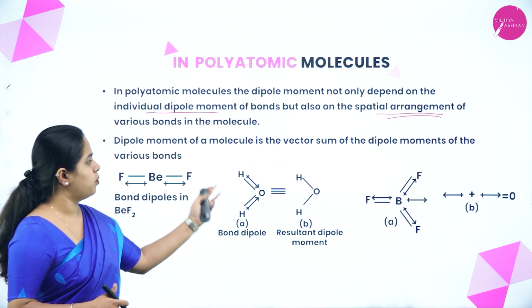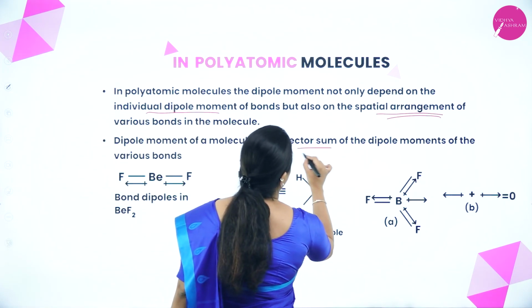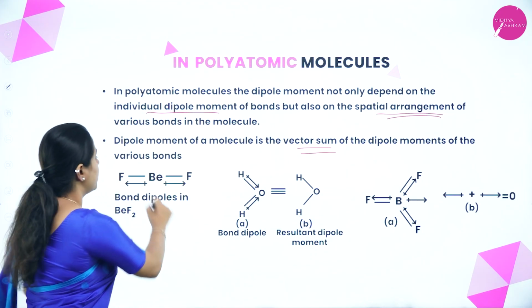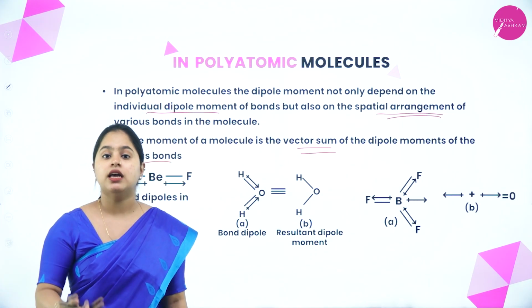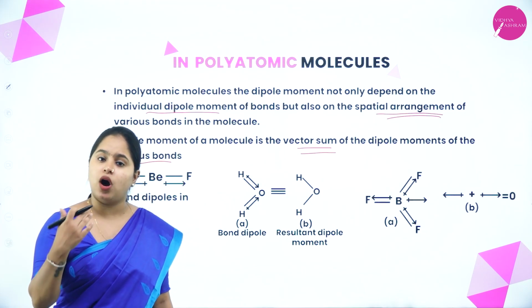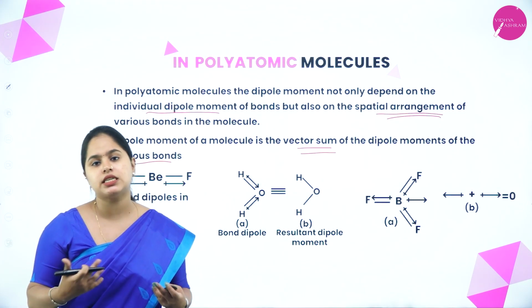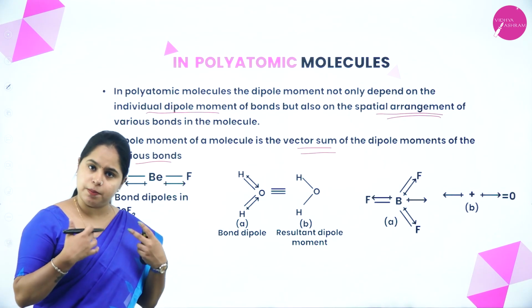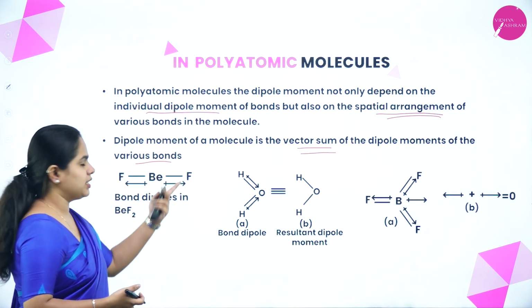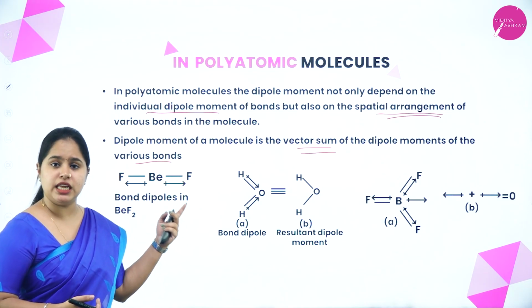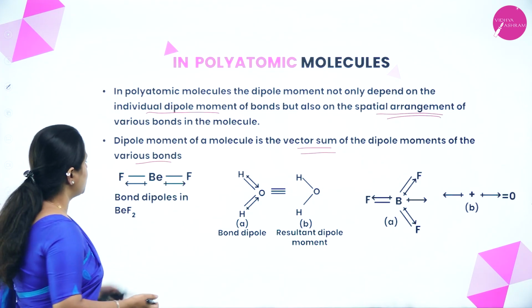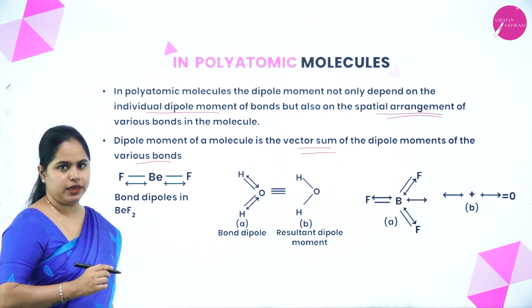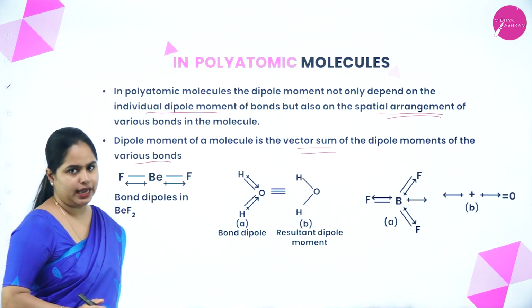The dipole moment of a molecule is the vector sum of the dipole moments of the various bonds. As I just said, it is a vector quantity. So how do we calculate it? It is the vector sum of the individual dipole moments. Clear? So let's take an example and understand it, right? So as you can see, the first example is the BeF2 molecule. One Be atom in the middle and fluorine on either side.